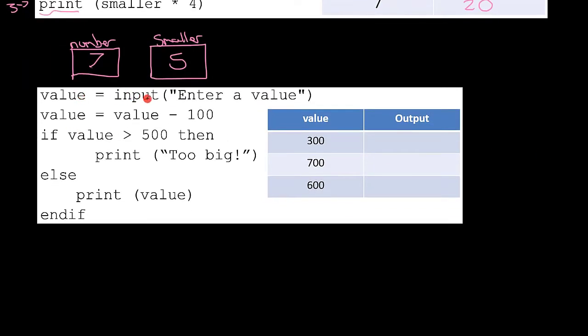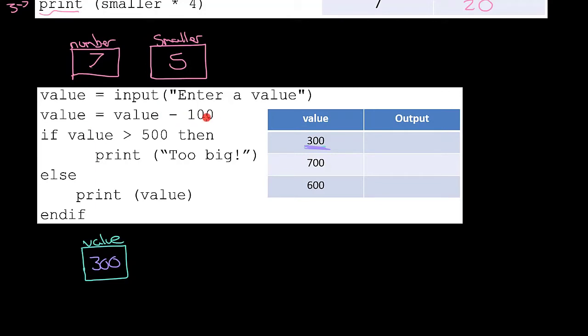Value equals input, enter a value. So let's have here a box. Imagine I've got a variable here called value. And then it's input a value. Our first one here, I'm going to choose a different color, is 300. So value is going to equal 300.